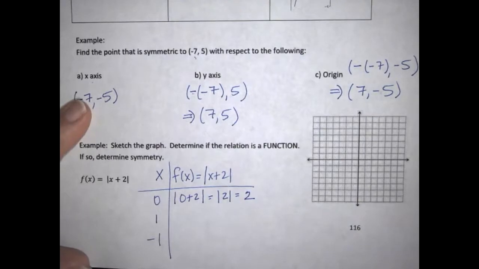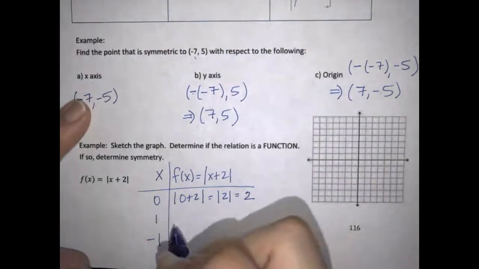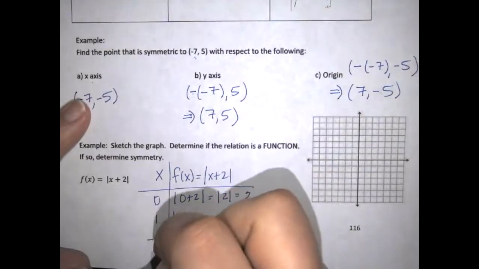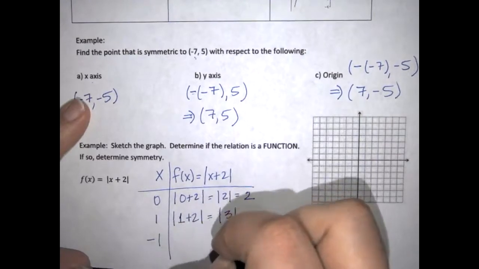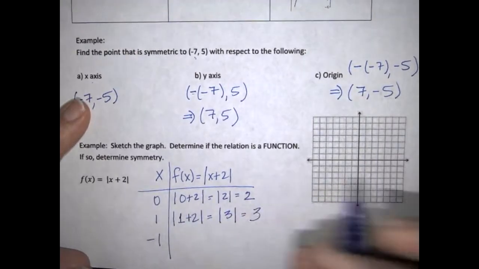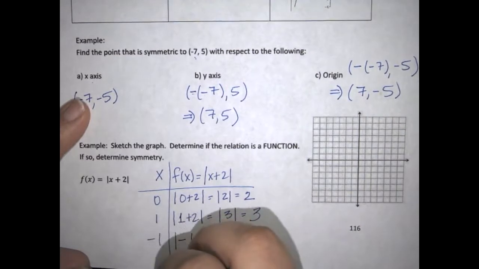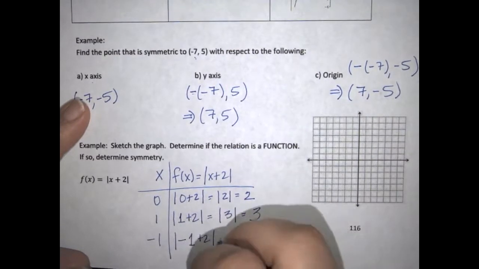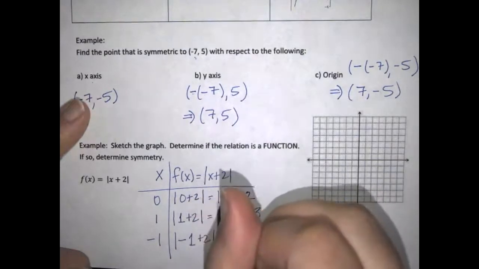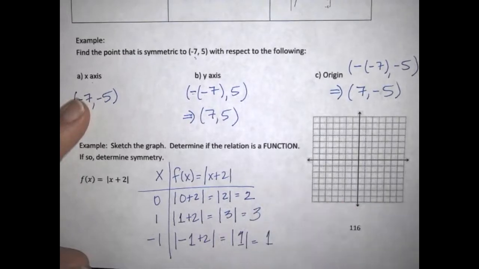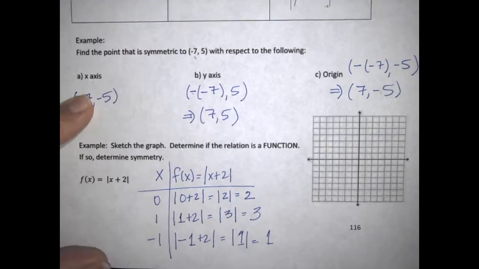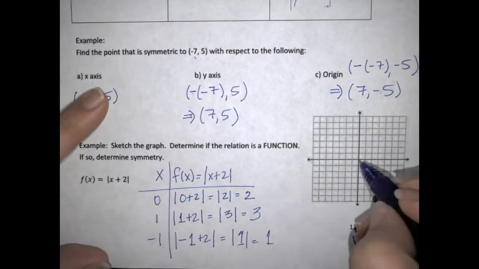Remember, absolute value says whatever goes in comes out positive. So now we can look at 1. So we're going to have the absolute value of 1 plus 2, which makes the absolute value of 3, which comes out as a 3. Last but not least, we have negative 1 plus 2. Well, negative 1 plus 2 is a 1, which comes out as 1. So here we've got our 3 points, so we can go ahead and graph that. So here we've got the point (0, 2), so 0, 1, 2.